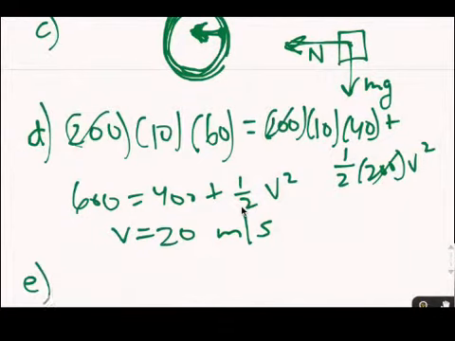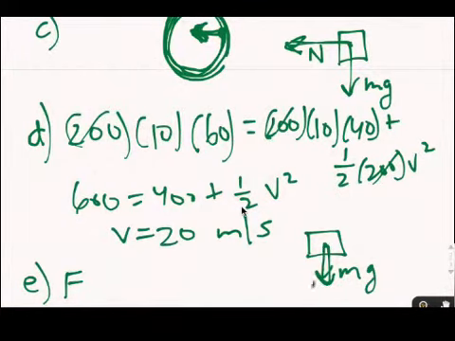So E is asking for a force. Anytime it mentions force or equilibrium, you should automatically draw a free body diagram. It didn't ask us to draw the free body diagram at D, but let's do that anyway. It's at the top now. So at the top, the force down is still your weight, and your normal force is towards the center, so that's also down. Both of your forces are pointed down, so your net force equals the normal force plus the weight.